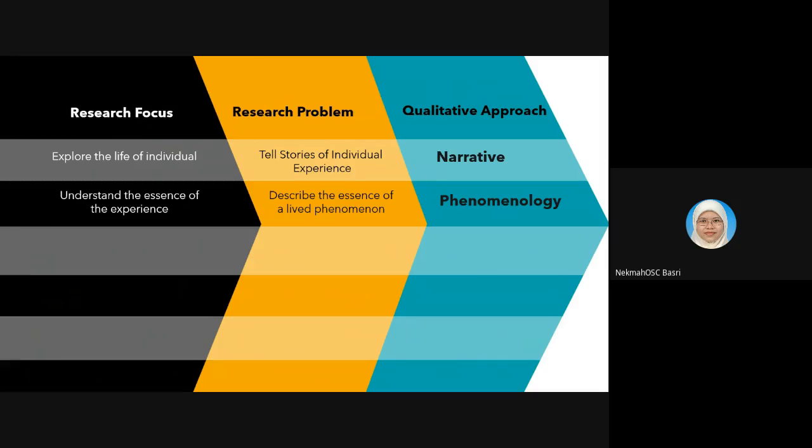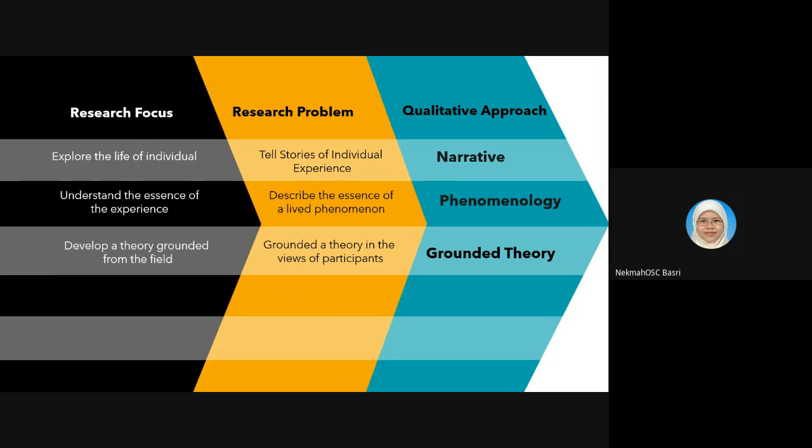And phenomenology is about understanding the essence of the experience. The research problem is to describe the essence of the life phenomena. I myself am doing phenomenology, which is transcendental phenomenology, developed by Husserl, a philosophy to qualitative research method aimed at understanding human experience, also stated by Moustakas 1984.